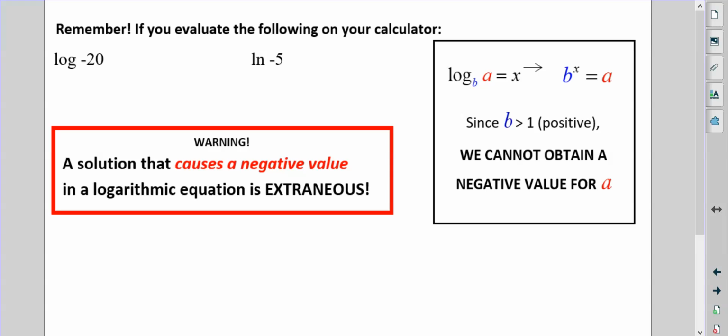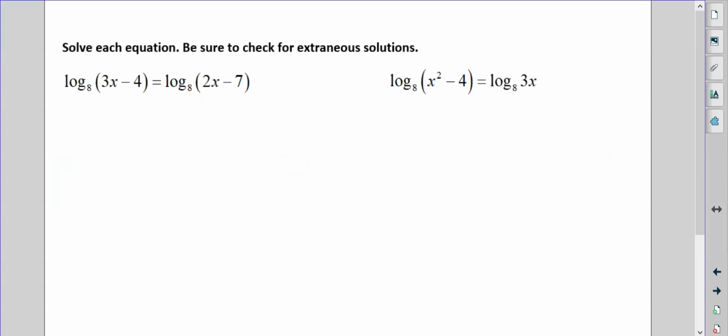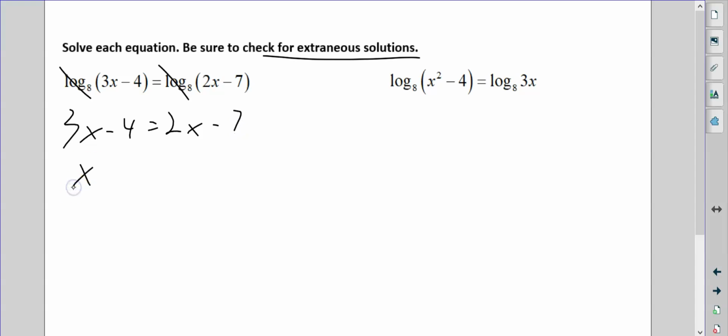Remember, if you evaluate the following in the calculator, you will get an error. Okay? You cannot have negative answers like that. So always check for extraneous answers. Follow the instructions. All right, log 8, goodbye. 3x minus 4 equals 2x minus 7. I'm going to subtract 2x. I'm going to add 4 and get negative 3. I'm not going to get 11 or negative 11. I'm going to add 4. And again, if you need to show it, please do so. 4 minus 7 is negative 3.